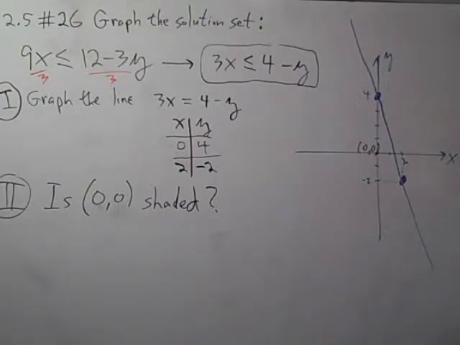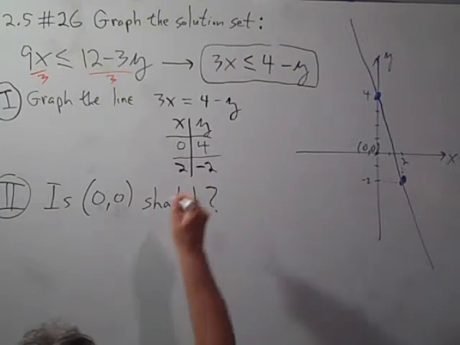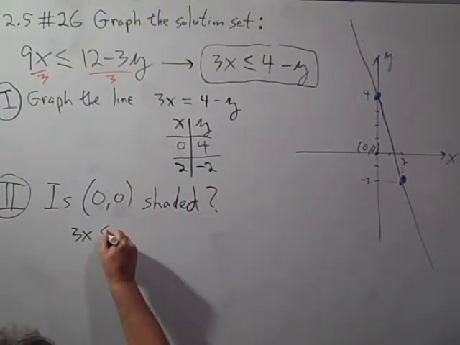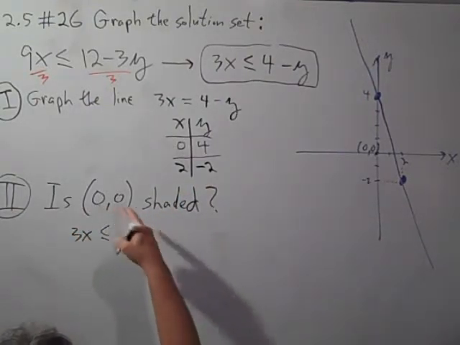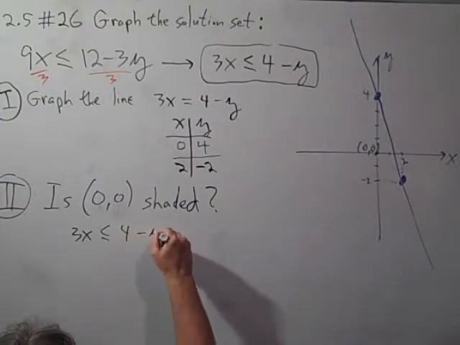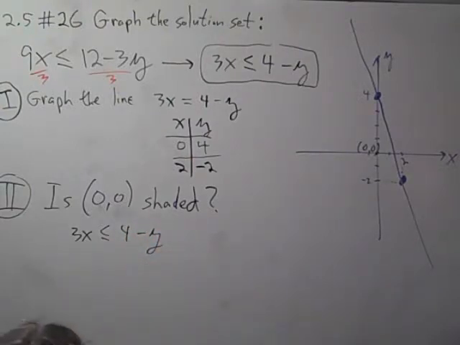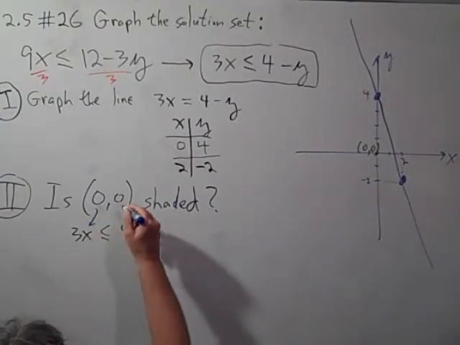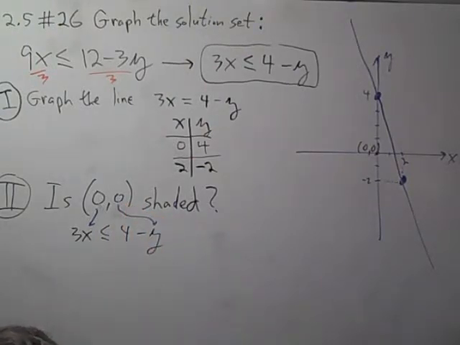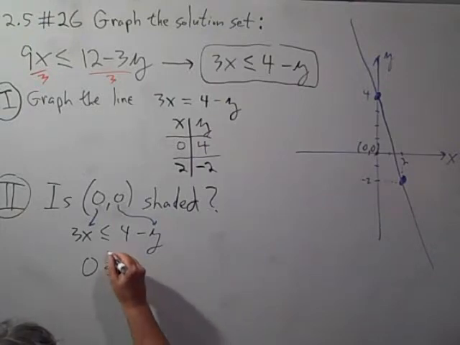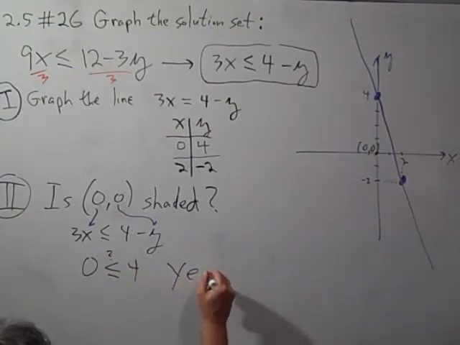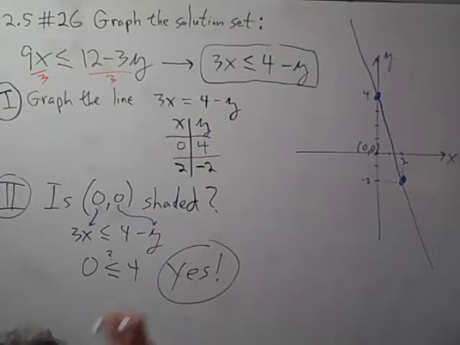We answer that question by going to the original inequality or our improved version of it and seeing if it's true when we plug in the x and y values of the origin. So we substitute x equals 0 and y equals 0 into this inequality and end up with 0. We wonder, is 0 less than or equal to 4? And the answer to that is yes, of course, 0 is less than 4.